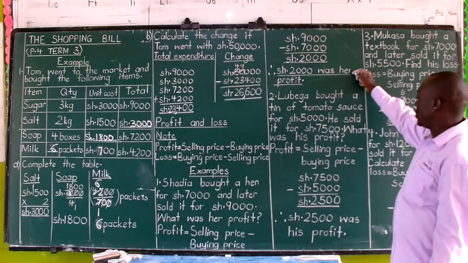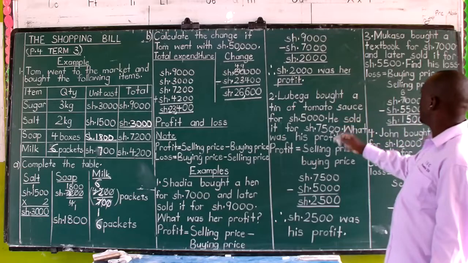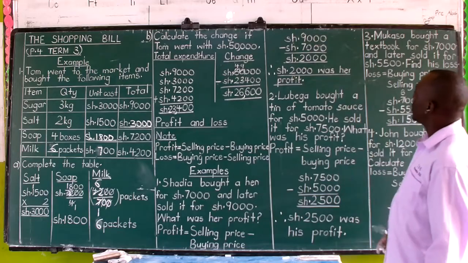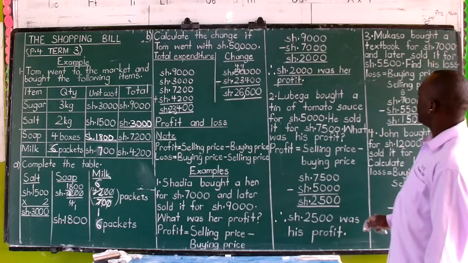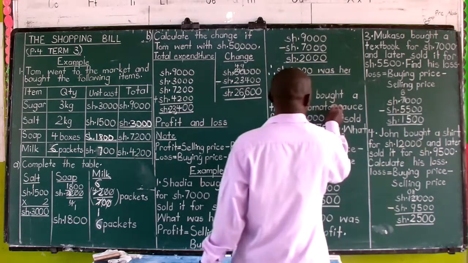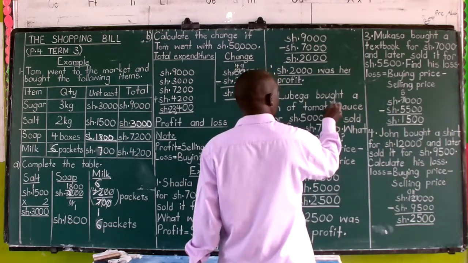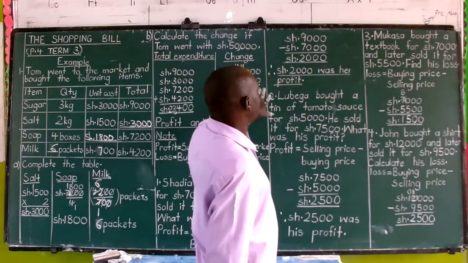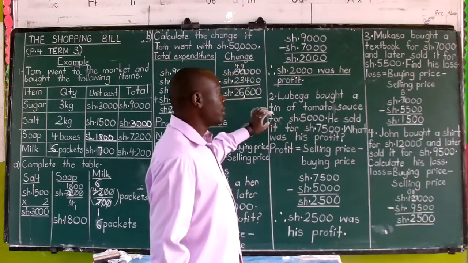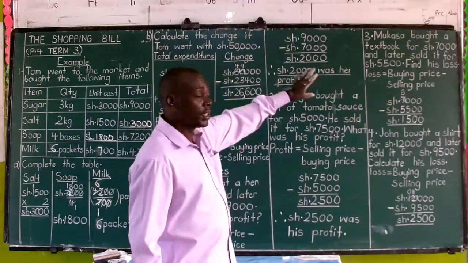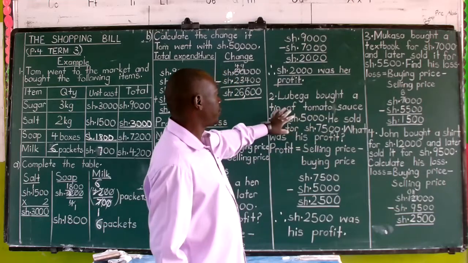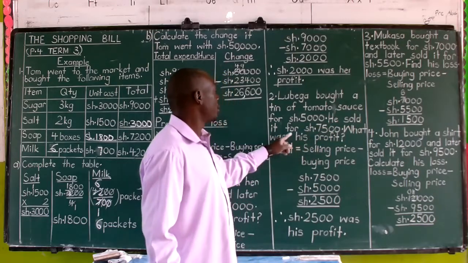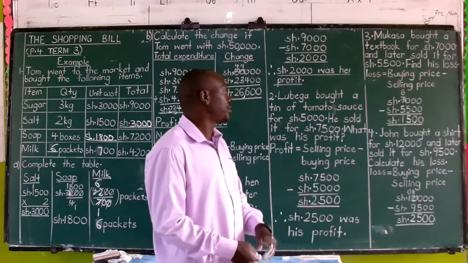What about if one made a loss, but this one is still talking about a profit? Let's see. Rebecca bought a tin of tomato sauce, not tomatoes, for 5,000 shillings. Just tomato sauce. She sold it for 7,500 shillings.